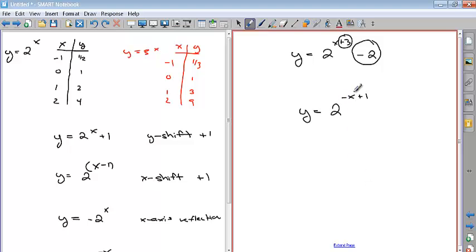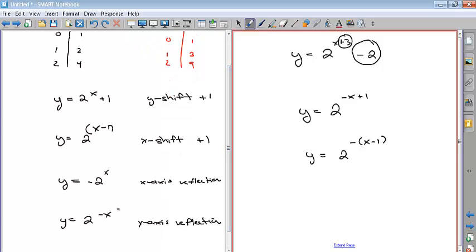One thing to watch out for is if you have 2 to the -x plus 1. Anytime you have a negative in front of the x in the argument, you factor out the negative sign. So what that does is it makes this positive inside the parentheses, and you change the sign of the second part, so that becomes -1. So here, if you go back to this list, you have a y-axis reflection. If I asked you what the transformations were, I'd say y-axis reflection and an x shift of +1, because I have a negative sign inside the parenthesis term.